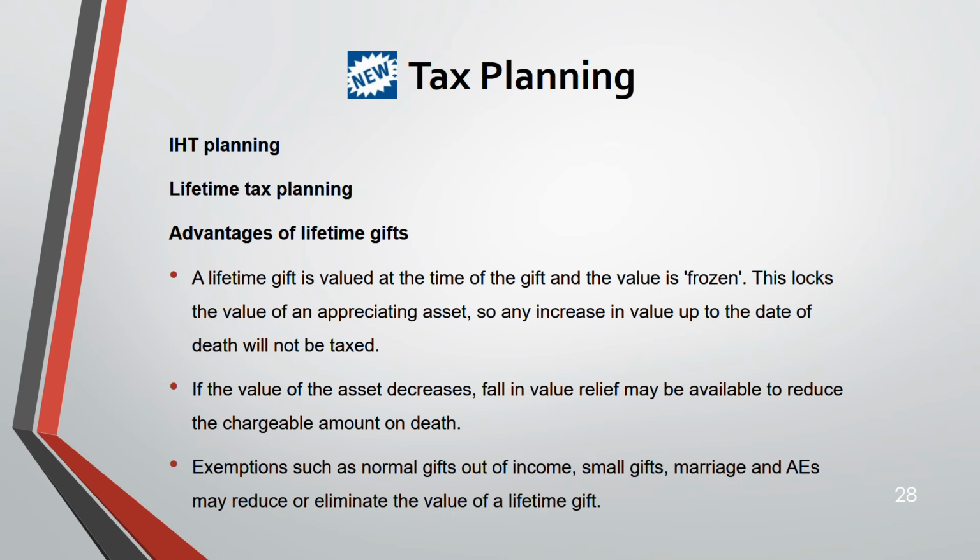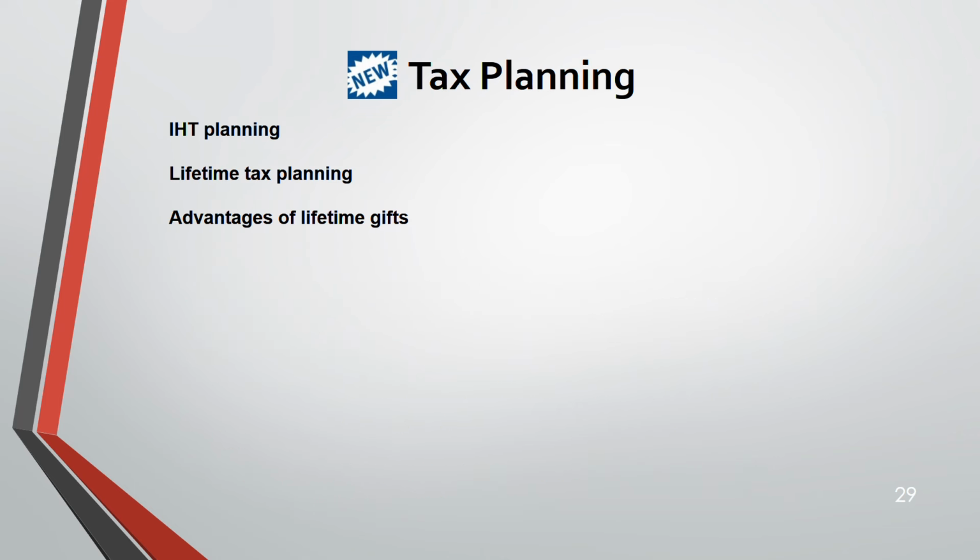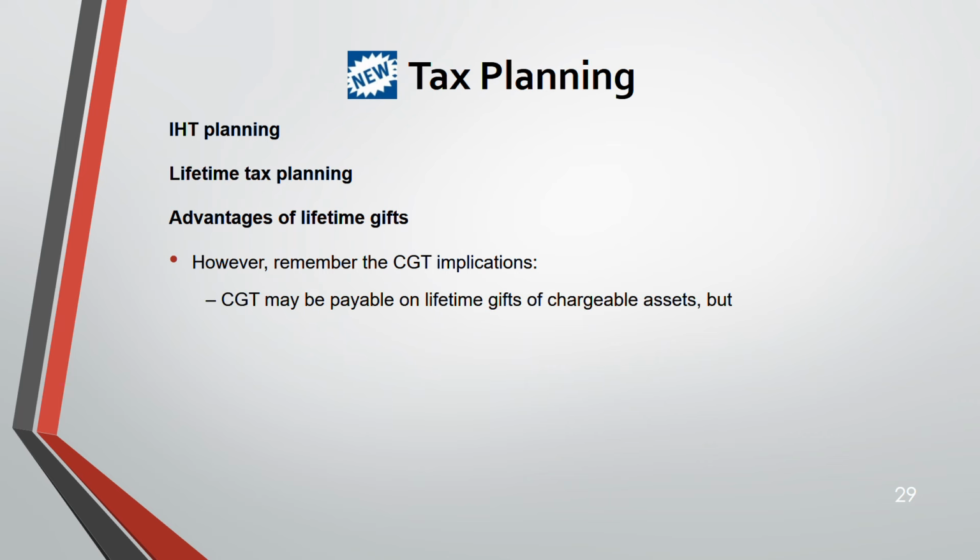Sixth advantage, exemptions such as normal gifts out of income, small gifts, marriage and annual exemptions may reduce or eliminate the value of a lifetime gift. We have covered all these exemptions in lecture 13. So you can always go back to lecture 13 and go through these exemptions in case you forgot how they work, because it's always a good way to practice. However, remember the CGT implications. There are 6 advantages from the IHT point of view, but CGT implications are there.